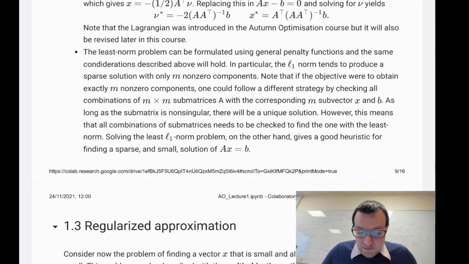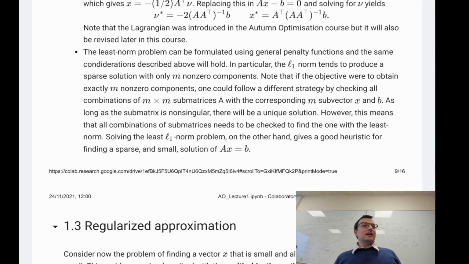As for the norm approximation problem, the least norm problem can be formulated with different norms, and more in general with a penalty function. The same observations that we made for the approximation problem hold also for the least norm problem. Depending on the penalty function, you get different properties of the solution, and for instance an L1 norm tends to produce a sparse solution, a solution in which there are a lot of zeros.